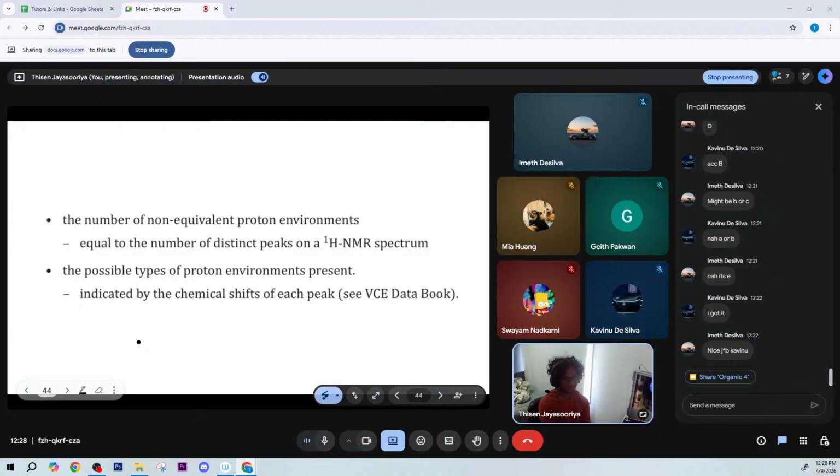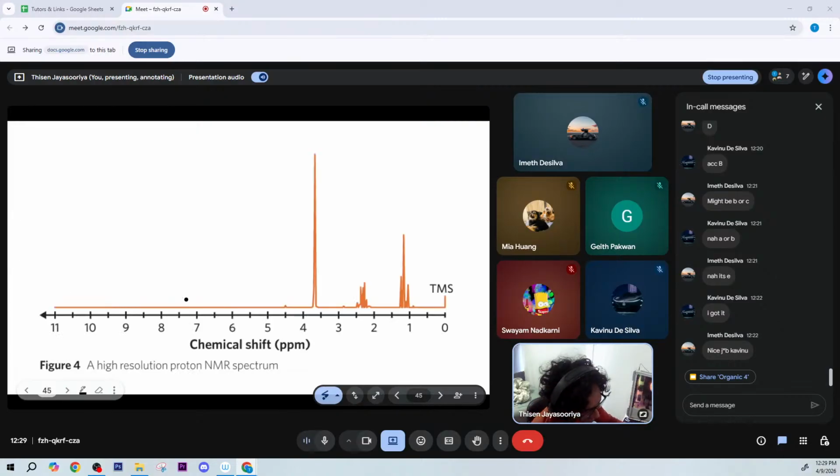So, the big thing: these are the 2 big things that I focus on. Telling you the number of non-equivalent environments, so the distinct peaks, as well as potentially what is present. It's a possible indicator. We can't be sure. The question will have to provide you more detail, or it would just say suggest. If it says suggest, you can throw basically anything that makes sense. I swear to God, if anyone puts an aromatic ring here, I'm going to explode because we don't cover them.